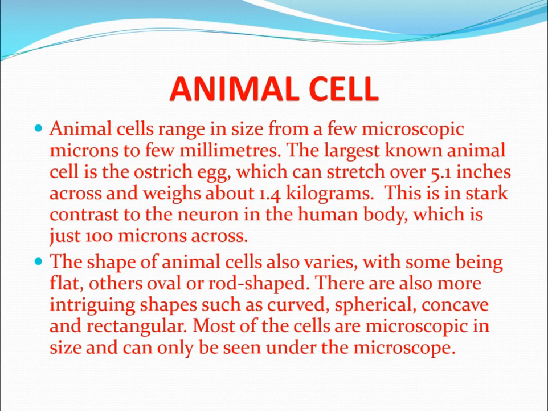Most of the cells are microscopic in size and can only be seen under the microscope. Animal cells are very small, and they cannot be seen by our naked eye, so they are seen under the microscope. Plant cells are also seen under the microscope. So I think it's very clear what an animal cell is and all its properties. Let's move to the comparison between the plant cell and animal cell.